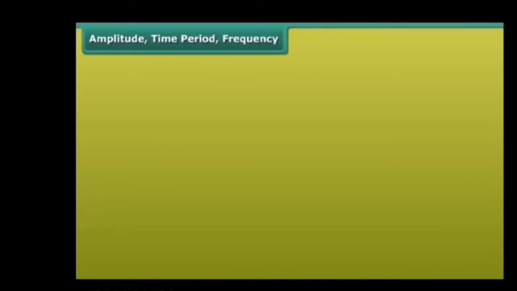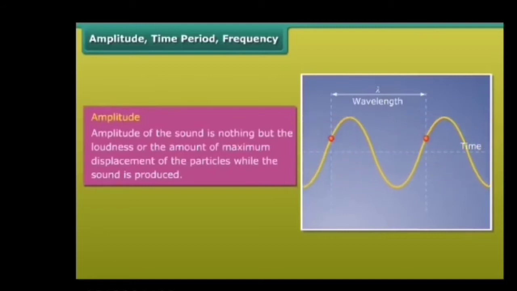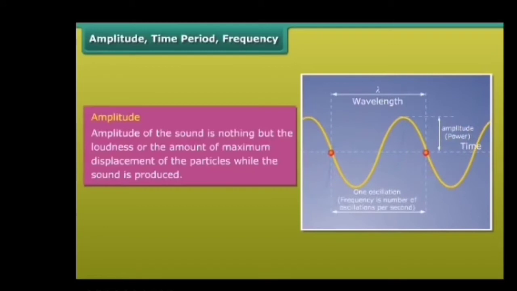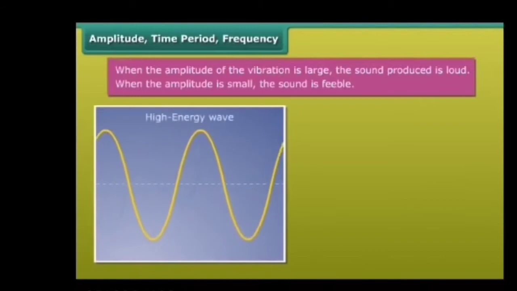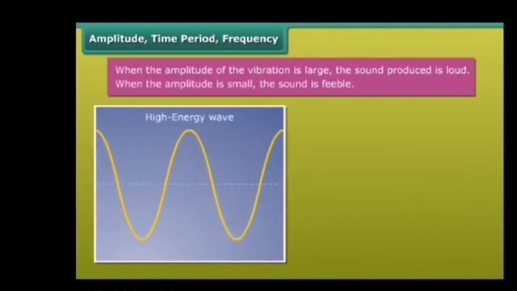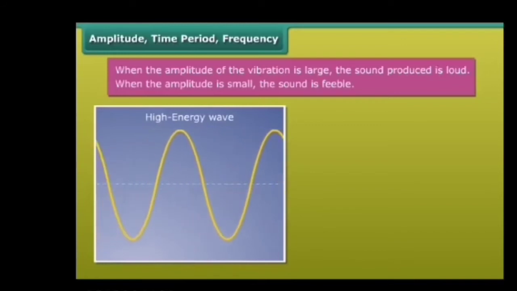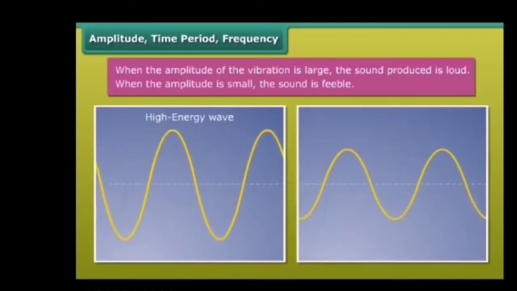Amplitude, time period, and frequency of sound. Amplitude. Amplitude of the sound is nothing but the loudness or the amount of maximum displacement of the particles while the sound is produced. When the amplitude of the vibration is large, the sound produced is loud. When the amplitude is small, the sound is feeble.